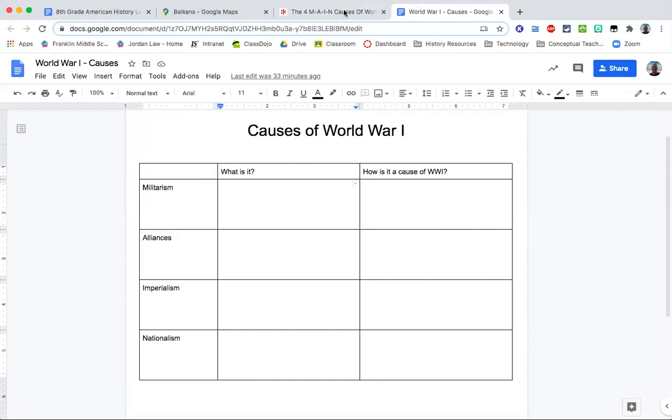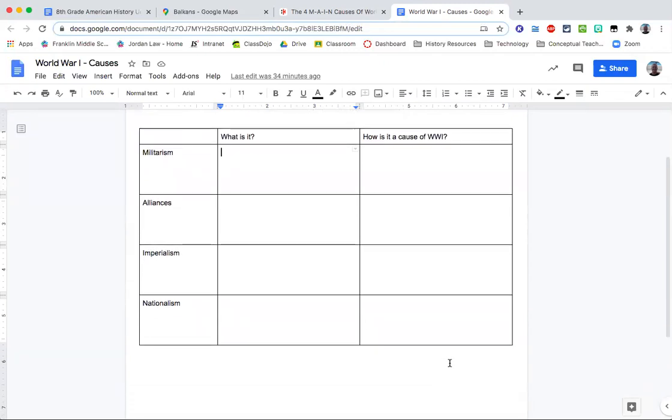So that is going to be your assignment for today. As we move forward, we're going to spend a little bit of time on each of these four items. So we will become very familiar with what militarism is and what the alliances are, what is imperialism, what is nationalism, and how does all this lead to a war. This is what sets up that Balkan powder keg situation where it just takes one little spark to set the whole thing off.